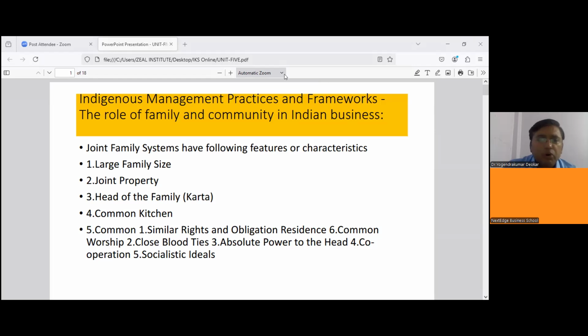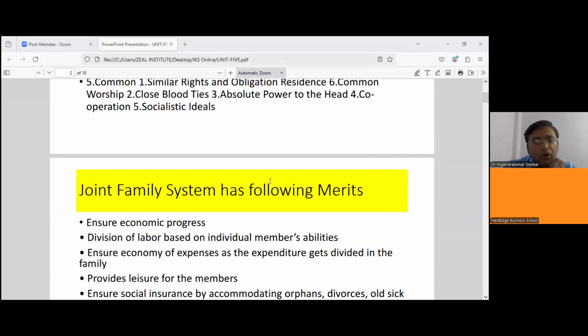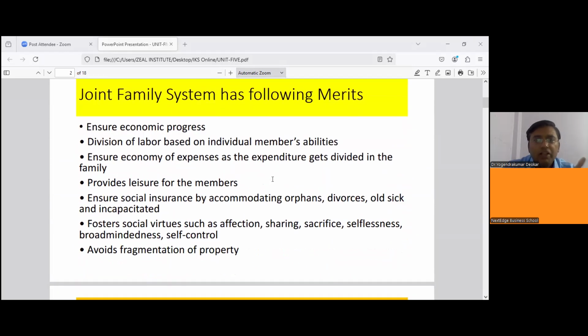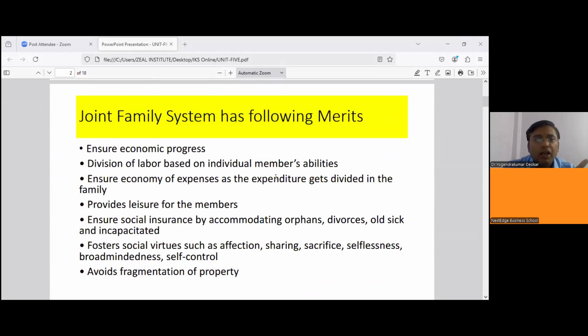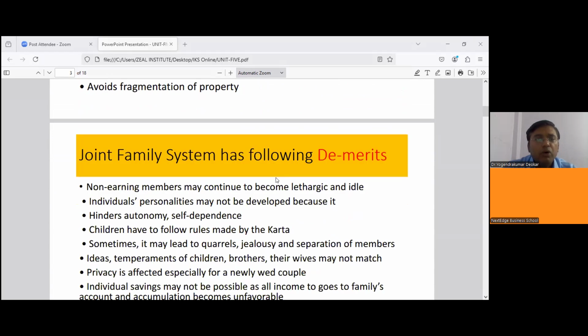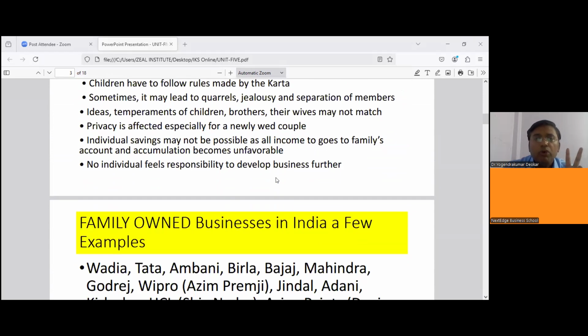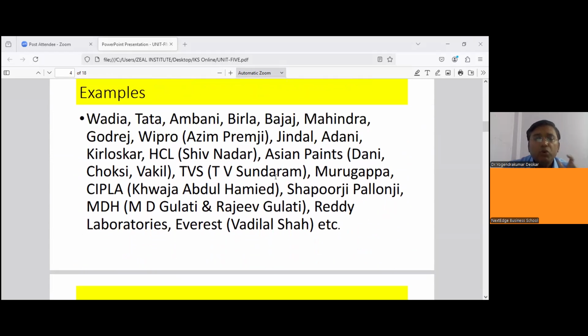From the examination point of view, they may ask who is a karta in a joint family system. Two marks: joint family system, their merits and demerits. A joint family has merits like ensuring economic progress and providing leisure for the members. When it comes to demerits, non-earning members may become lethargic and idle. Merits and demerits are very important from the examination point of view. For family-owned businesses, you must remember at least 10 to 15 names: Wadia, Tata, Ambani, Birla, Bajaj, Mahindra. These are very popular and successful families in India.